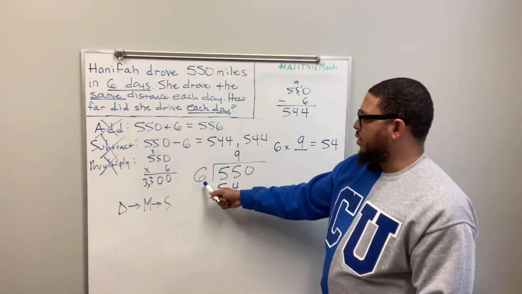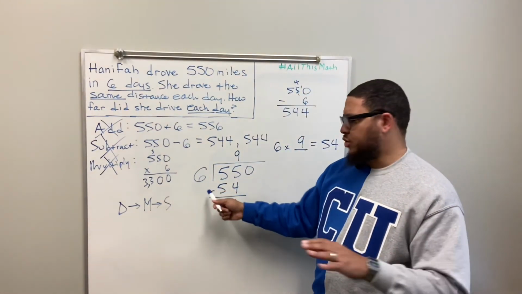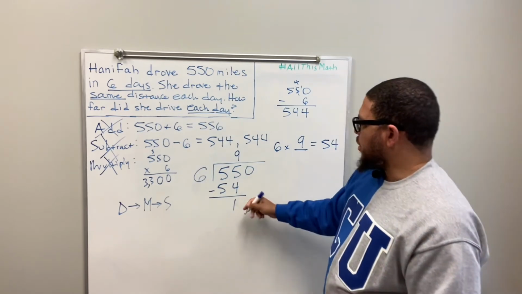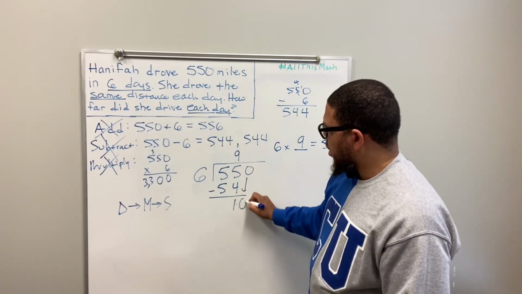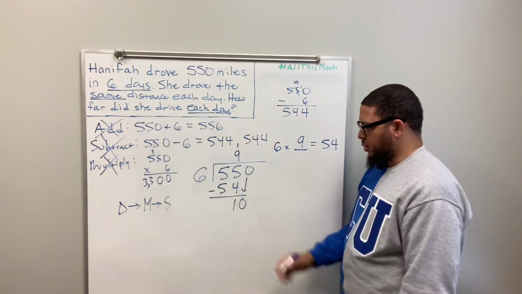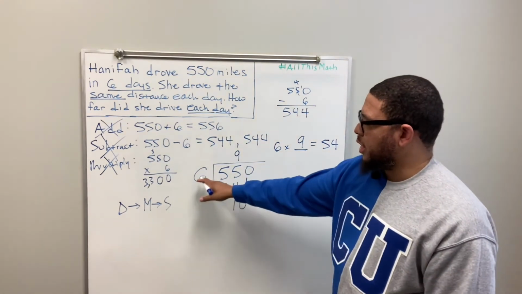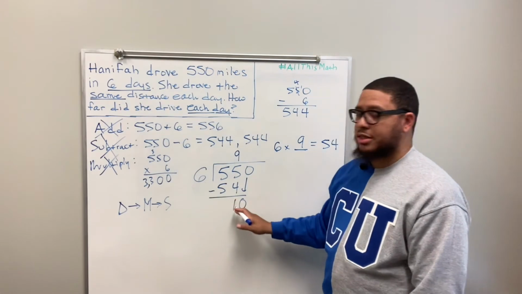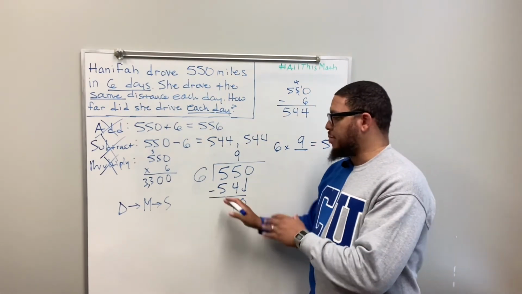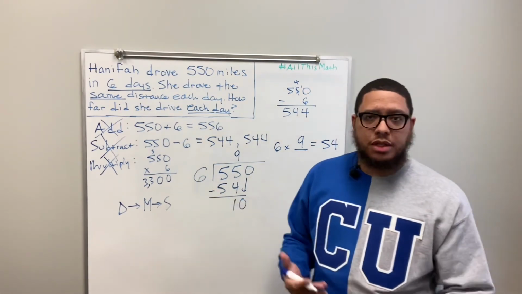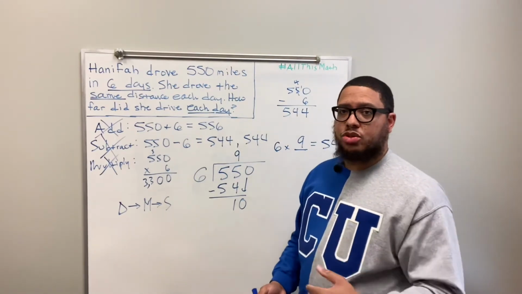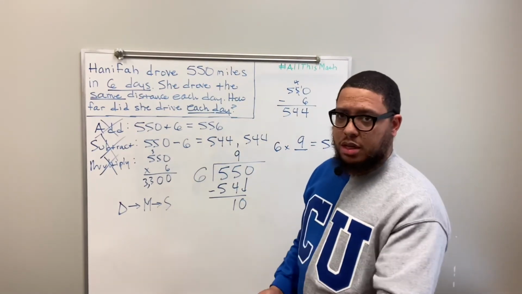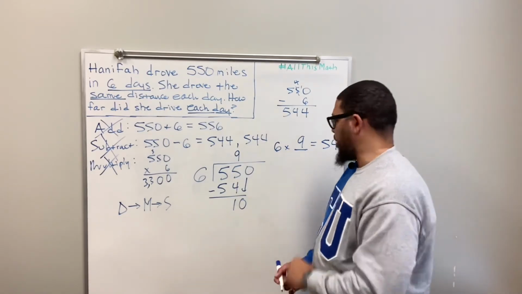But we're not going to try to see how many 6s fit into 1, because the 0 needs to be brought down. So now we ask, how many 6s fit into 10? Really, we're dividing 10 by 6. Only one 6 can fit into 10, because if you do 6 times 2, you get 12, and that's more than 10. So only one 6 can fit into 10.